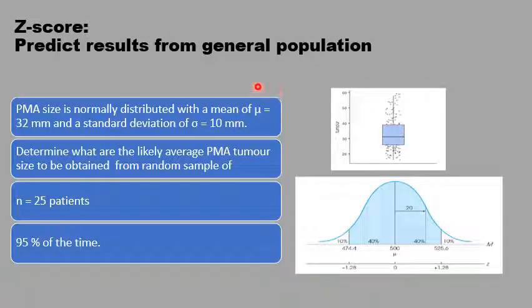Here, z-scores could also provide the answer, knowing that from the old series, the average score was 32 millimeters for the tumor size, and the standard deviation was about 10 millimeters.